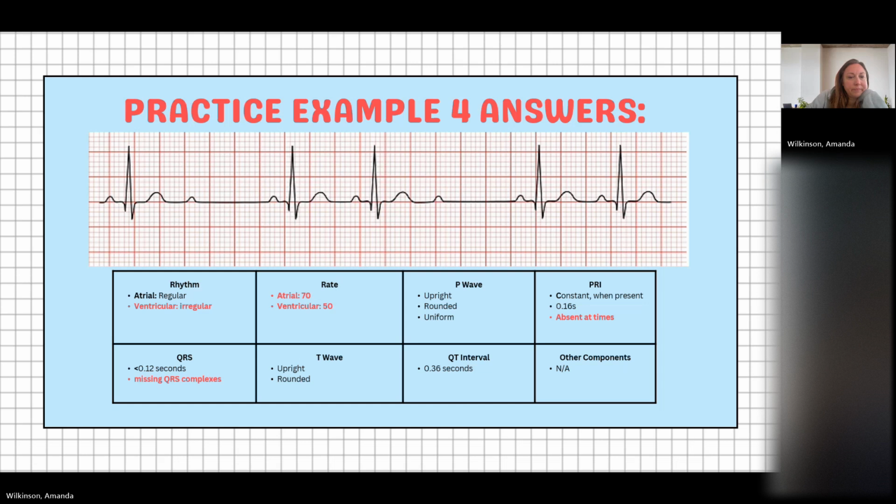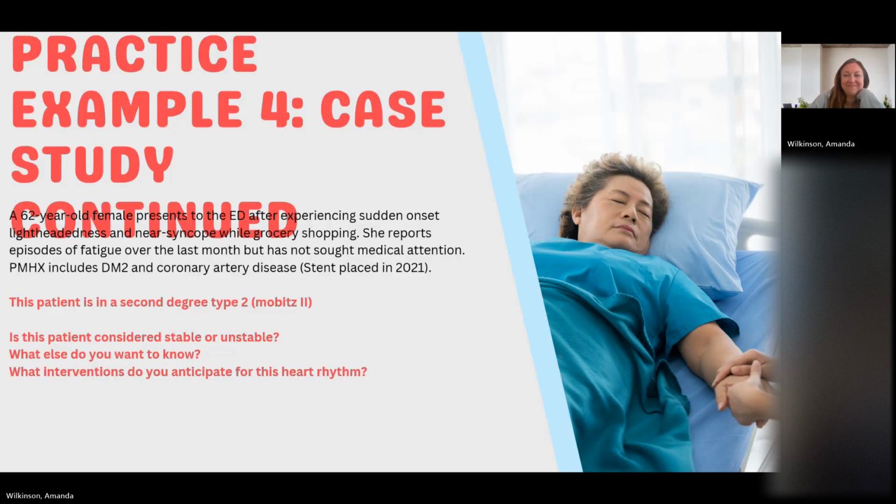Yeah, it's tricky. Sometimes the second degree type 2 can look like a third degree. This is why in our previous sessions, I always say to measure 3 PR intervals, because if it's constant, it tells us that it is not a third degree, because in a third degree AV block, you would never have a consistently constant PR interval across your strip. I hope that makes sense. So do you think this patient is stable or unstable?